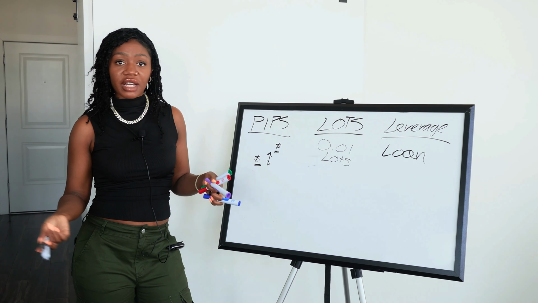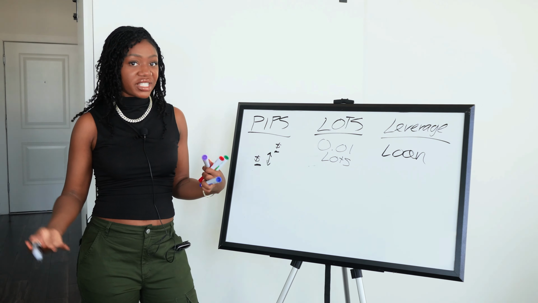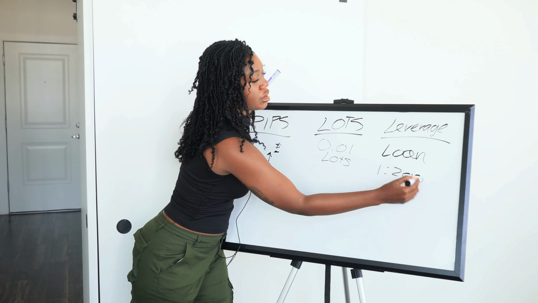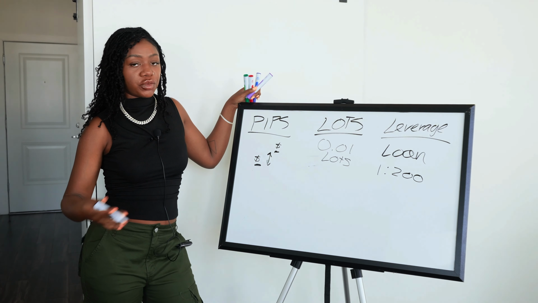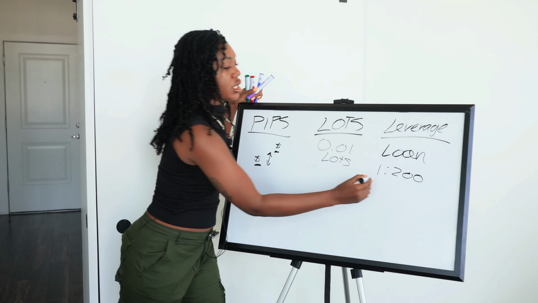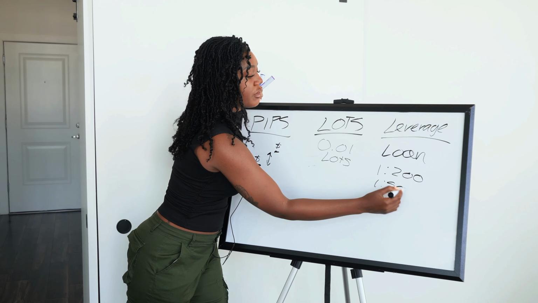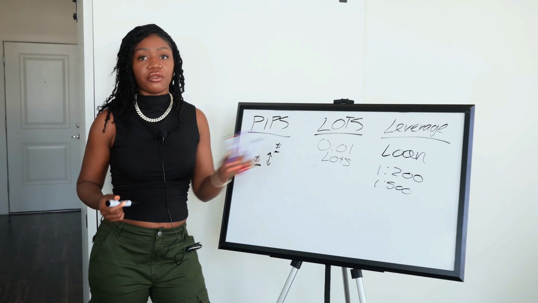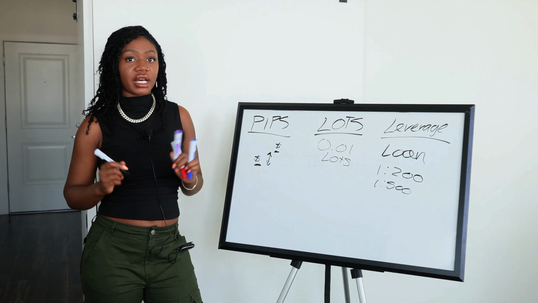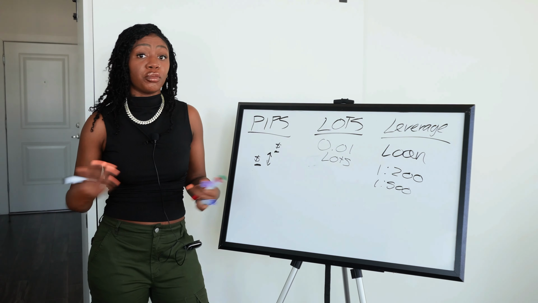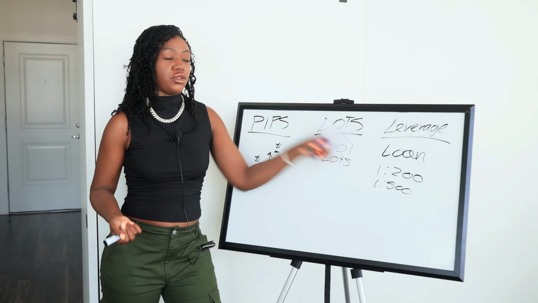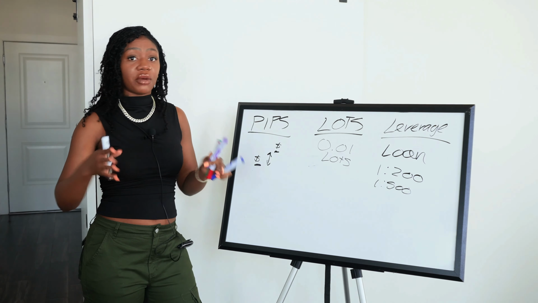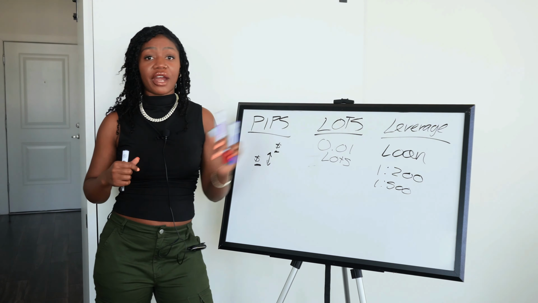An example of a low leverage, which is a less risky leverage, is 1 to 200. A higher leverage, which is a more risky leverage, is 1 to 500. When you sign up with your broker, you get to choose which leverage you want. If you want to be on the safer side and become less likely to blow an account, then you would choose a lower leverage. If you want to be more risky and have more money to kind of play with and get more wiggle room, then you would choose a higher leverage.